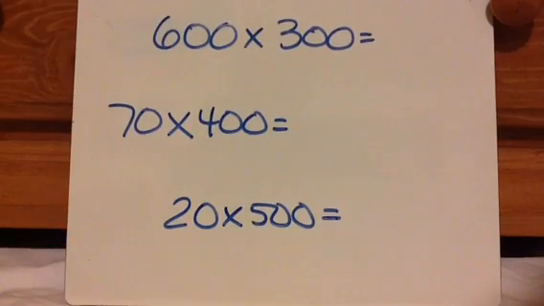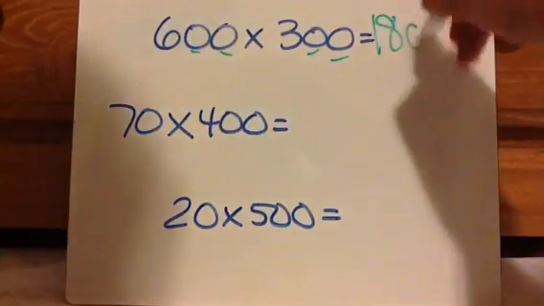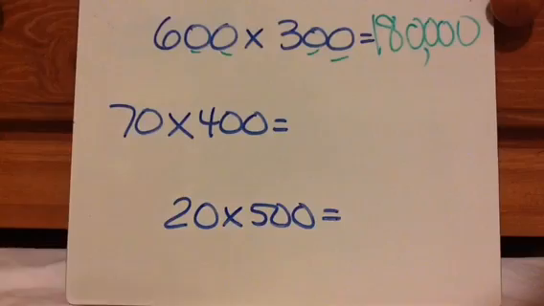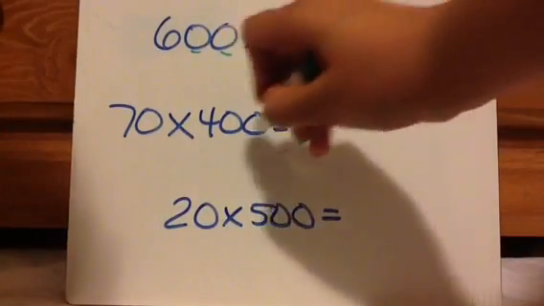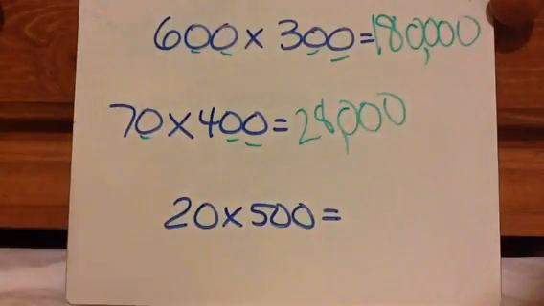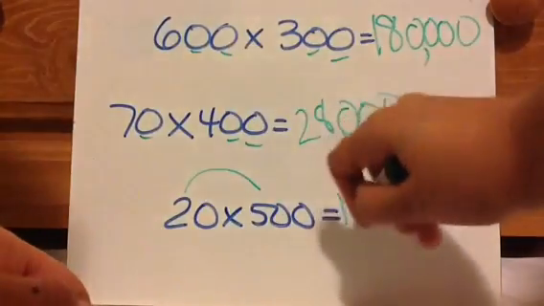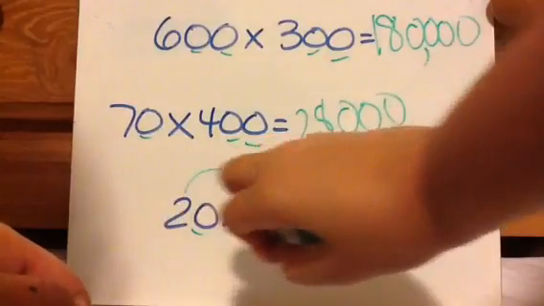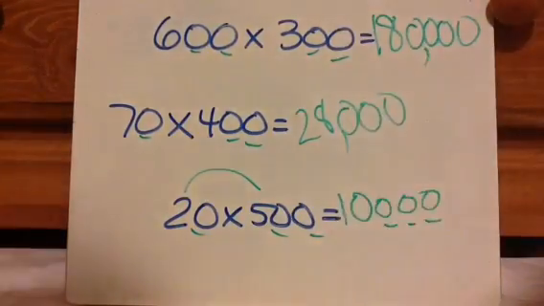Okay, 6 times 3 is 18. 1, 2, 3, 4 zeros. So my answer is 180,000. 70 times 400, 7 times 4 is 28. 1, 2, 3 zeros. 28,000 is my answer. 20 times 500, 5 times 2 is 10. Notice there's a 0 here that came from that problem. And then there are going to be 3 additional zeros from the question.